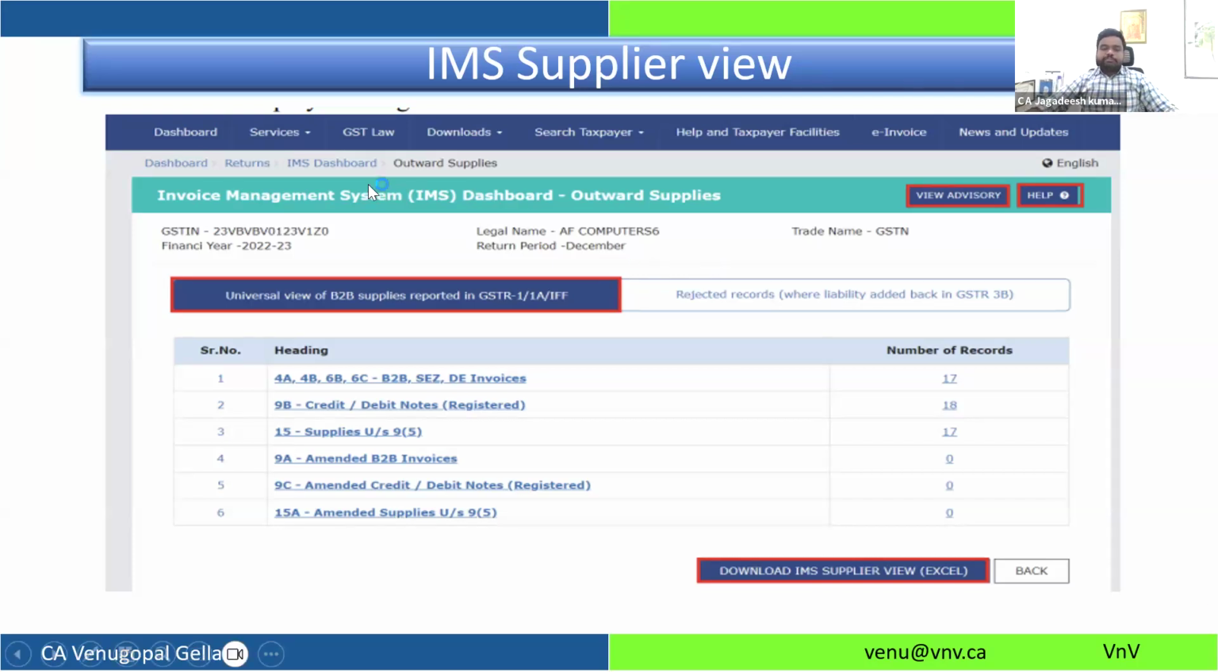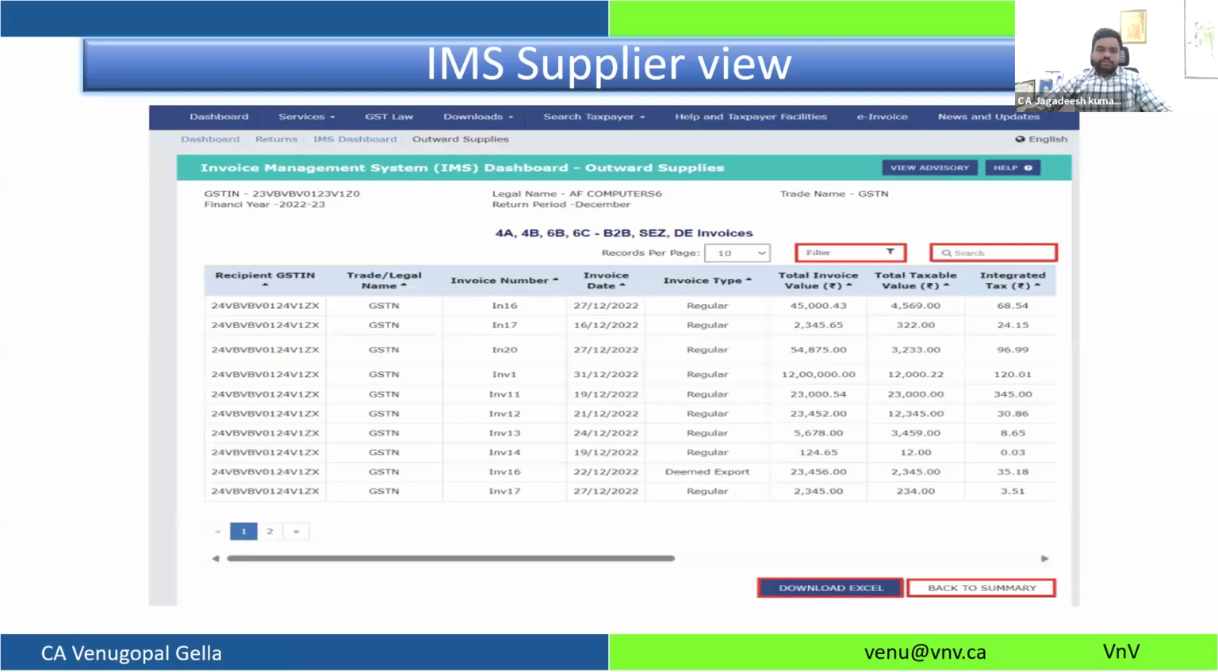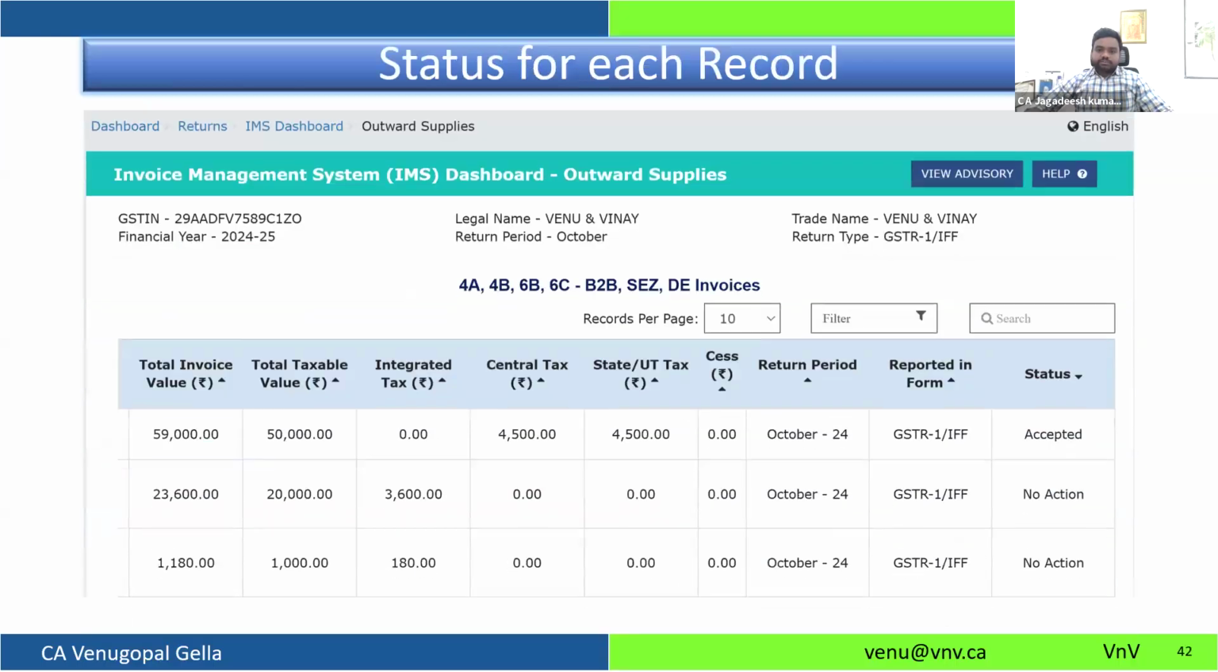This is the IMS supplier view. As of now, it is not functional. So the supplier can view all the actions taken by you. He can see it in his supplier view dashboard. So you can see here all the invoices he has accepted or rejected. For each record, he can see accept or no action. Against each invoice, he can see the status.